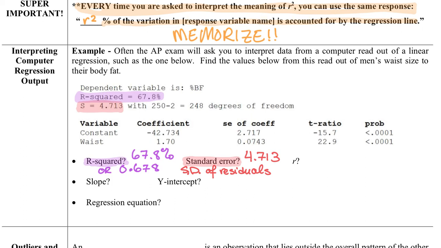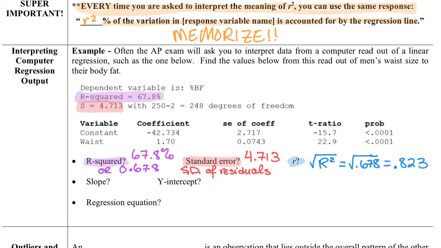So we can see that that is 4.713. Next is our value of R. And if you take a look here, you're not going to see R anywhere on here. There's no R. But remember R squared? So we are going to take the square root of R squared in order to find R. So our R value is 0.823, which tells us that we have a strong linear correlation.